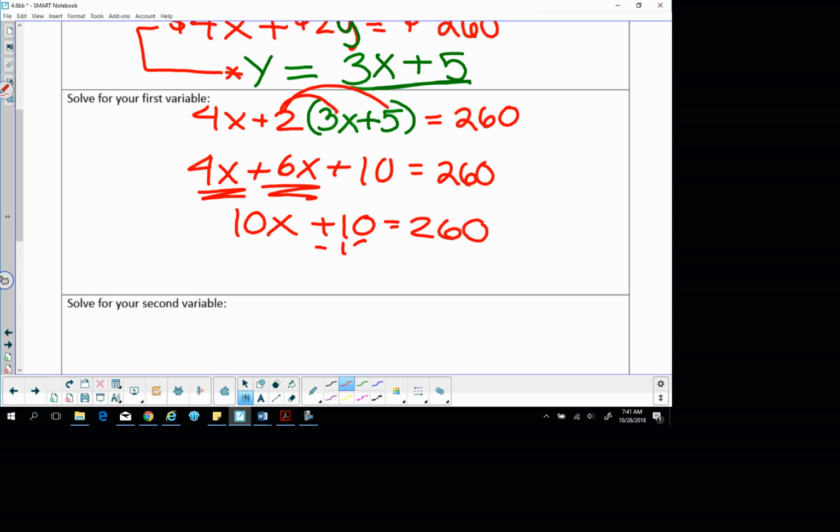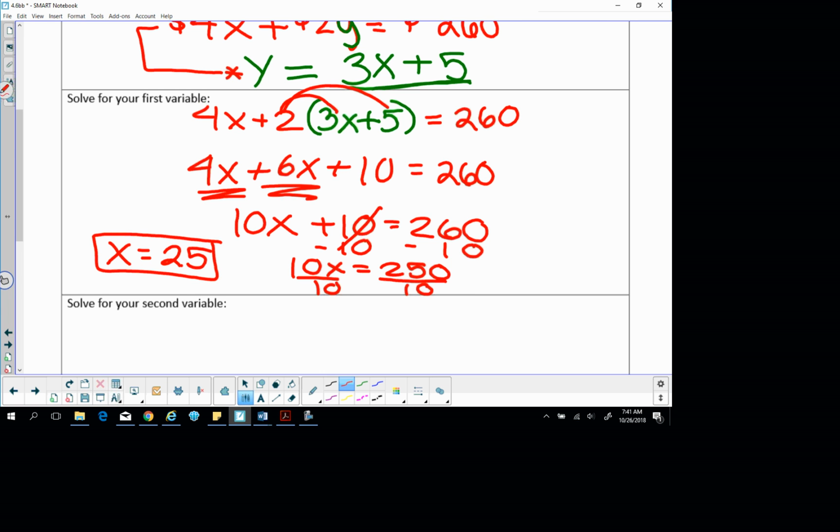Then we subtracted 10 on both sides to get 10x equals 250. And then divided by 10. And what did you end up getting for x? 25. Beautiful. And so 25, we know, represents, when we go back up, it represents the number of pizzas sold. To find the second one, you plug it in, plug it in. Now I'm going to plug it in the second one because that looks a lot easier.